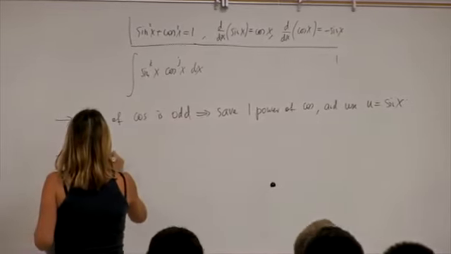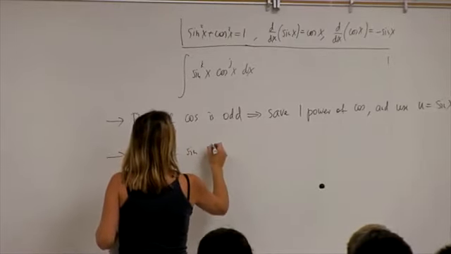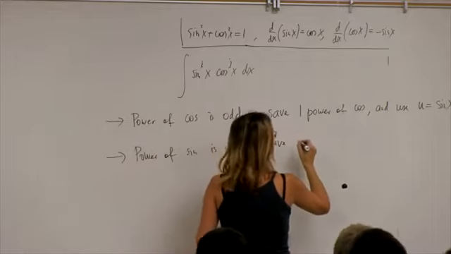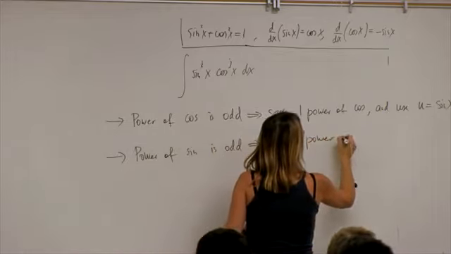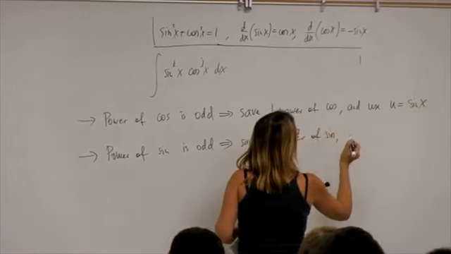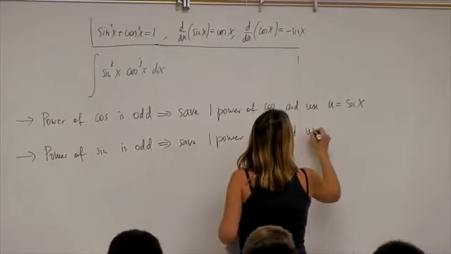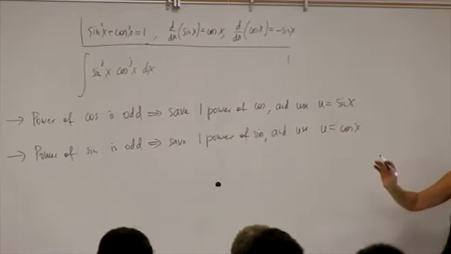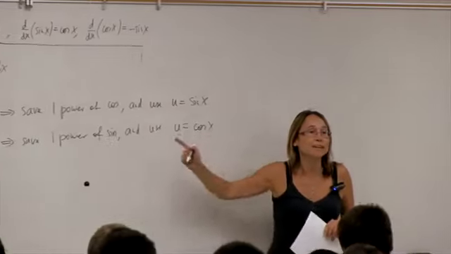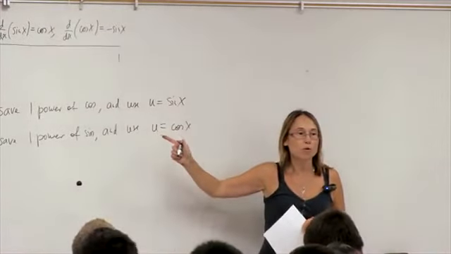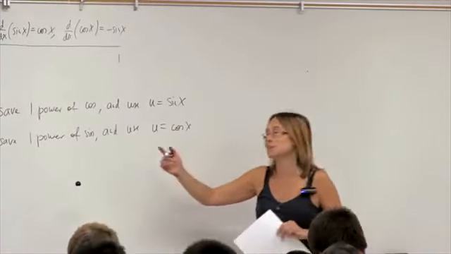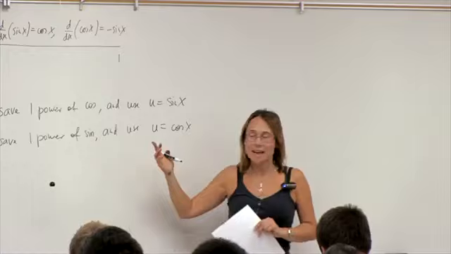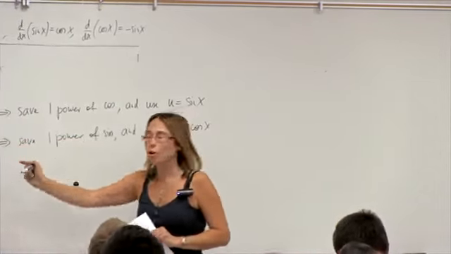If the power of sine is odd, we save or split 1 power of sine and use u equals cosine x. Here in brackets, what if both of them are odd? Then I don't care, I can use either, okay? If both powers are odd, it's the easiest case. I can use this substitution or that substitution. The harder case is when neither of those holds.